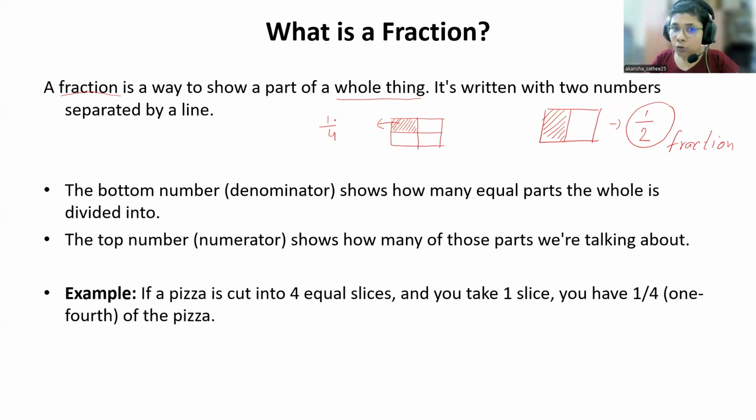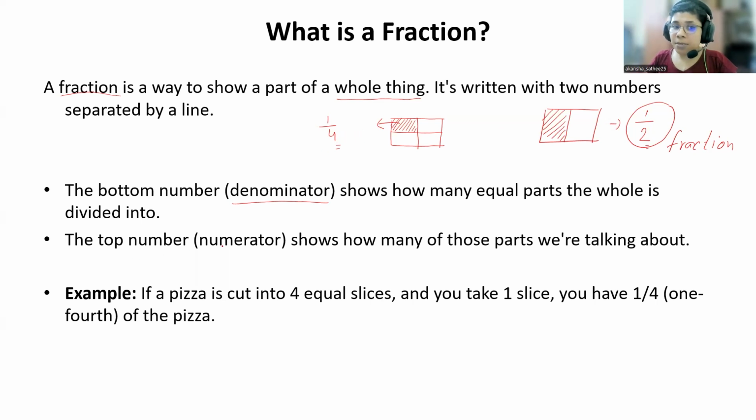The bottom number, so in this case 4, in the earlier case 2, is known as the denominator. It shows how many equal parts the whole is divided into, right? Here you can see that you have divided this box into two parts, so that 2 you have written in the denominator. This bottom number shows in how many parts you have divided the box or the whole thing. Similarly, here this 4 means in how many pieces you have divided your whole thing. So 4 pieces.